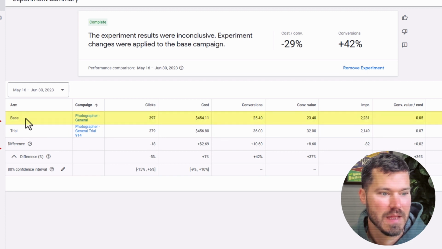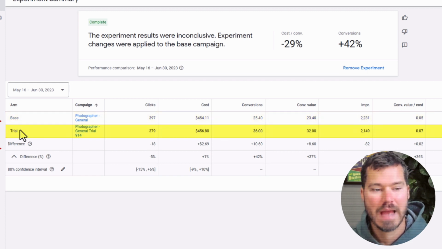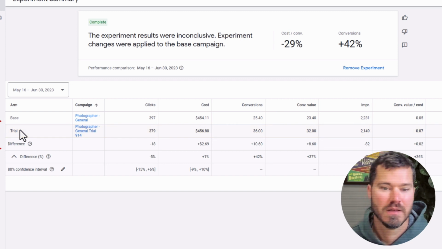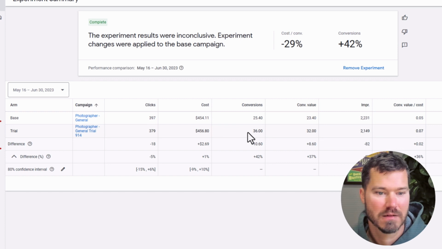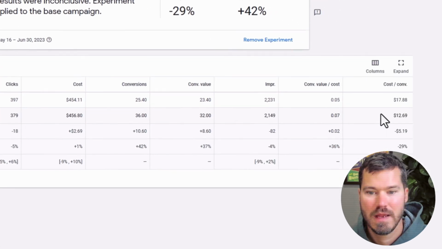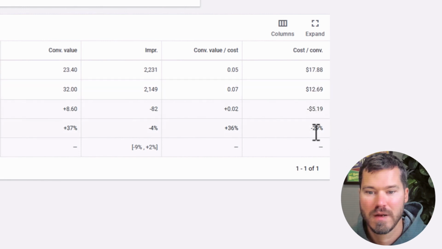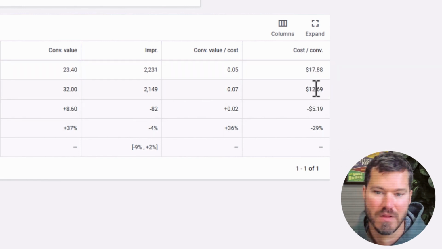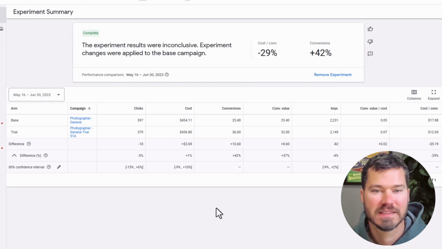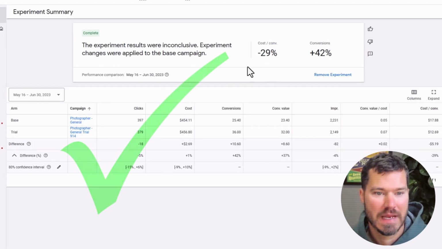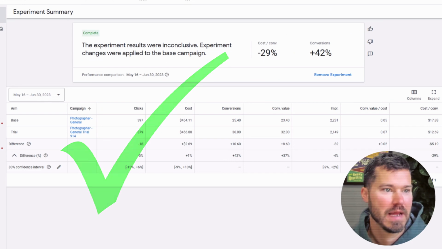So the first line is my existing campaign, and the trial is basically where they're adding broad keywords into the experiment, and then they're splitting the budget between them. So the trial got, again, 42% more conversions and a lower, about 29% cost per lead. So it went from about $18 to around $13. So that's significant enough for me. So I went ahead and applied this one, and I can always keep an eye on it.